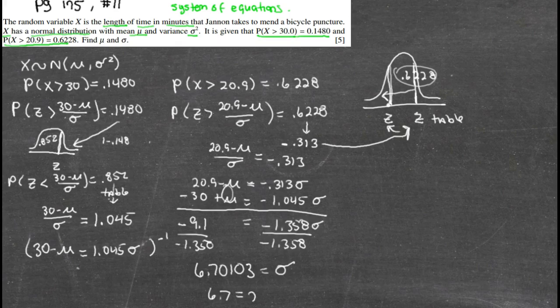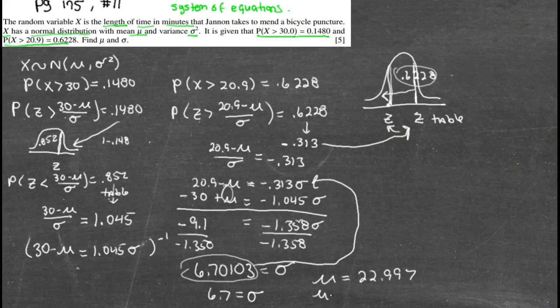6.7. Now remember, we have to take the non-rounded version and substitute it back into one of the original equations to find out what our mu is going to be. And we'll find out that's going to be 22.99, or roughly 23. All right, thanks for watching. Hope that helped.